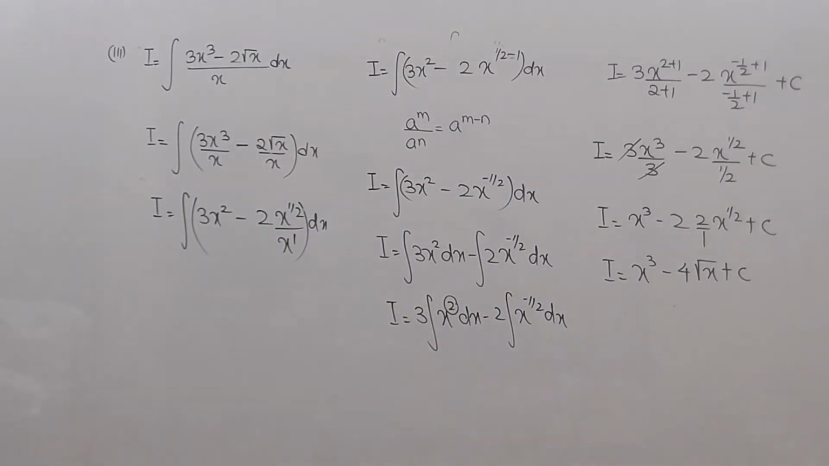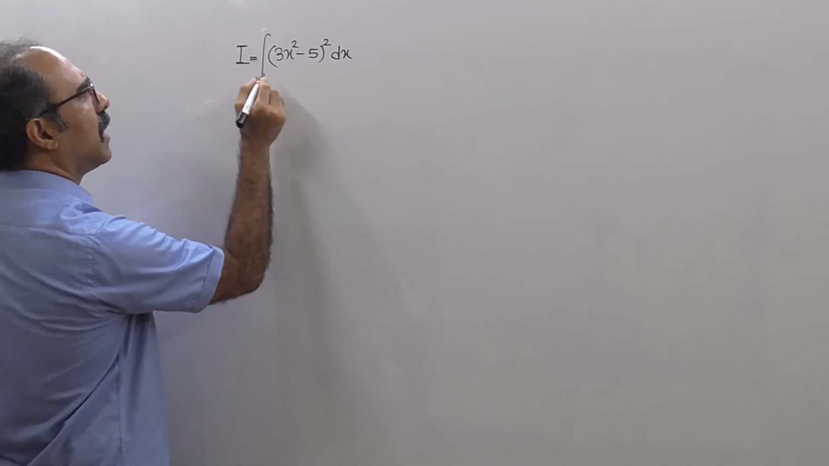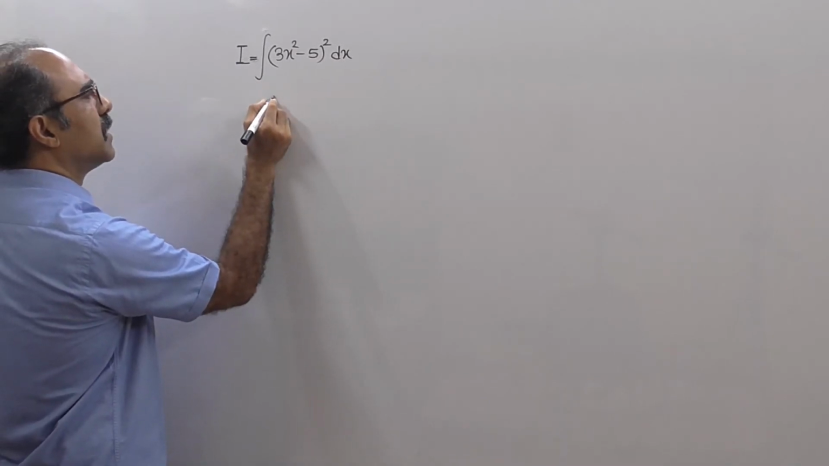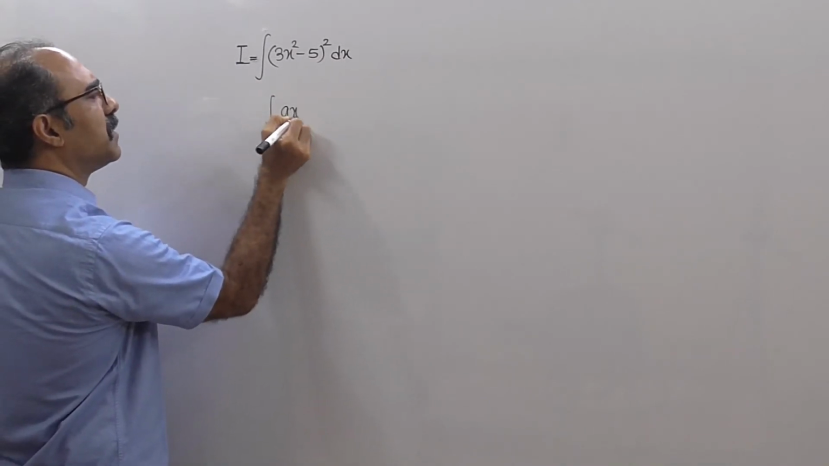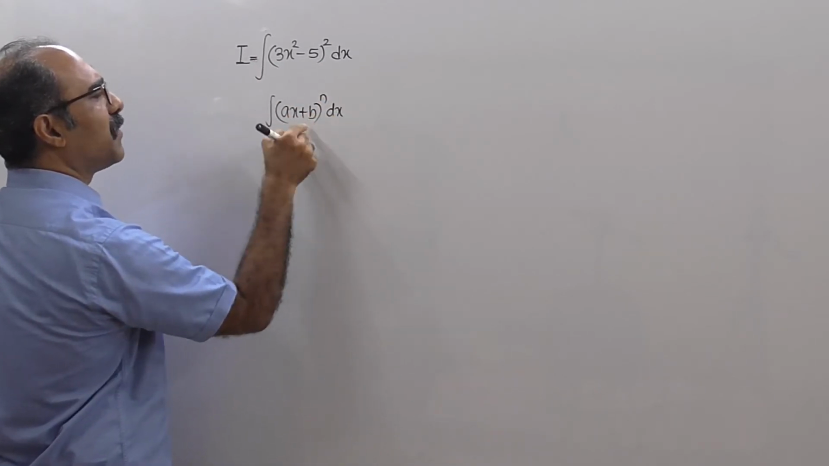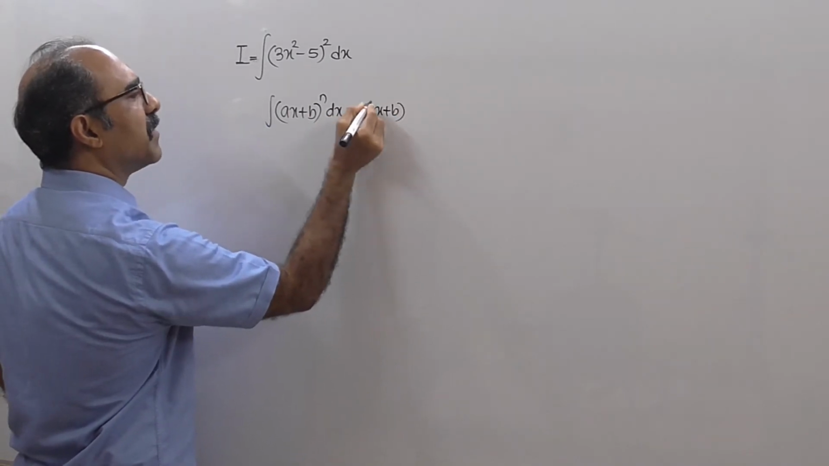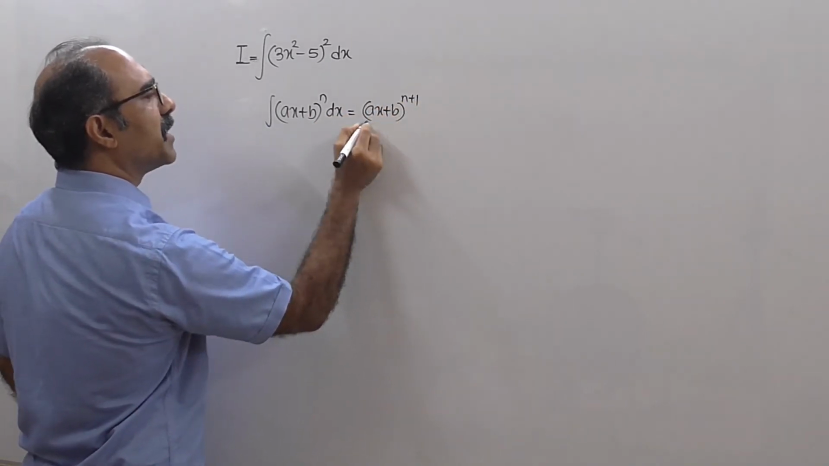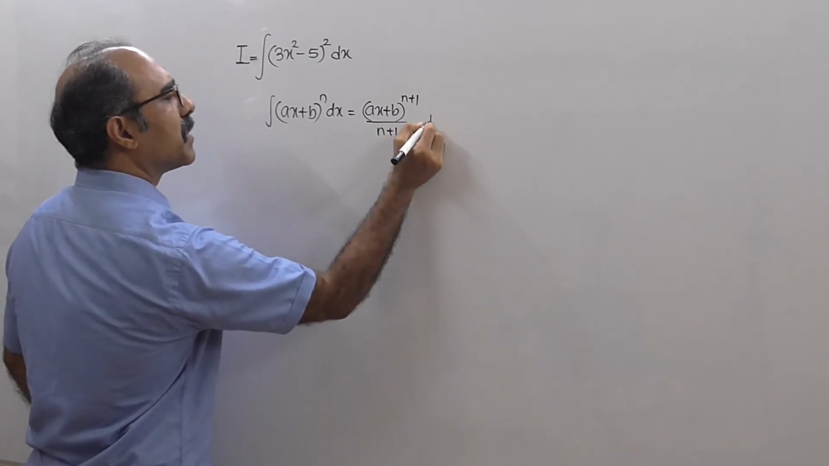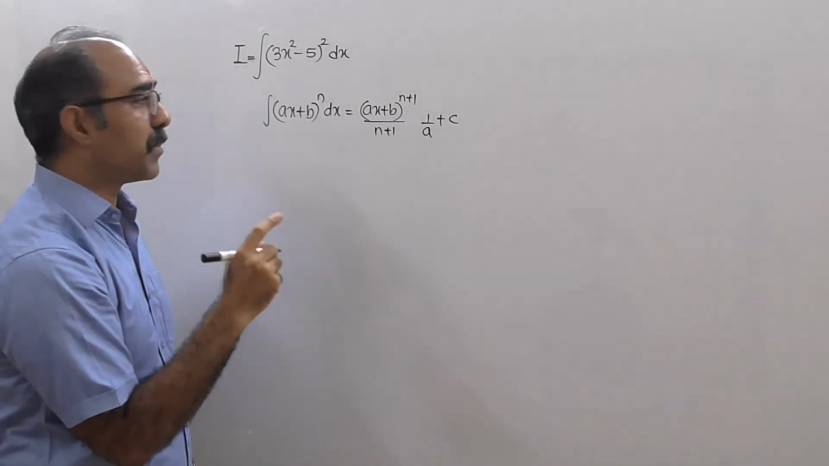Let's understand how to solve this sum. See, if you have an integration which is in the form of (ax plus b) raised to n, the formula which we have discussed previously is (ax plus b) raised to n plus 1 upon n plus 1, multiplied by 1 upon the coefficient of x, plus c. I think you must be knowing this formula.